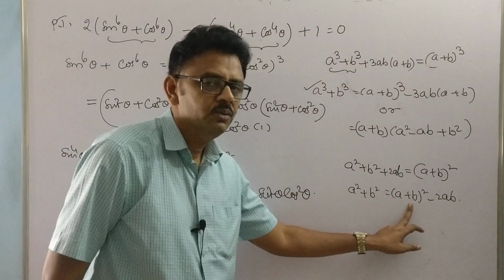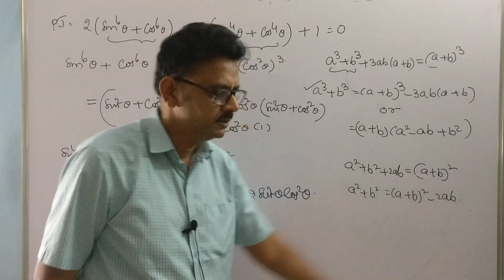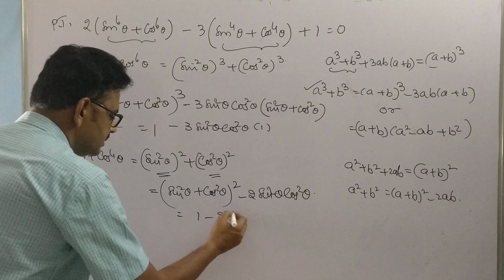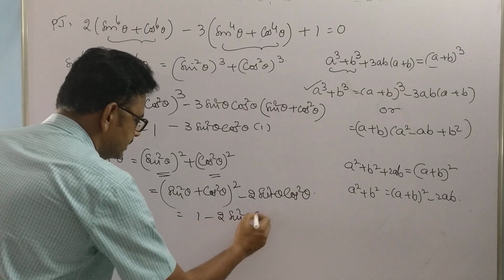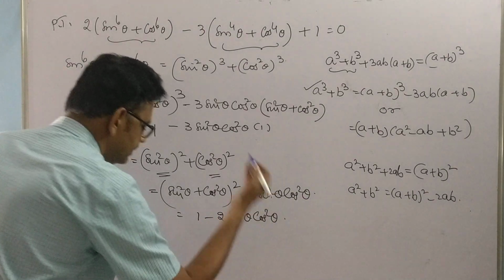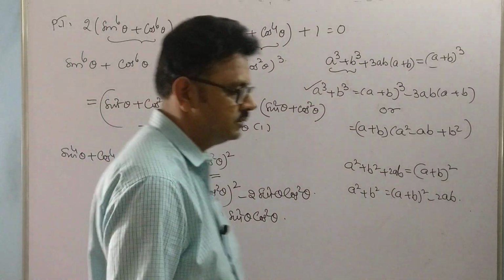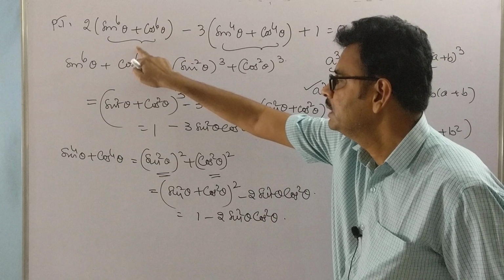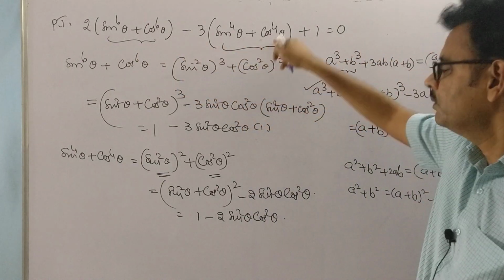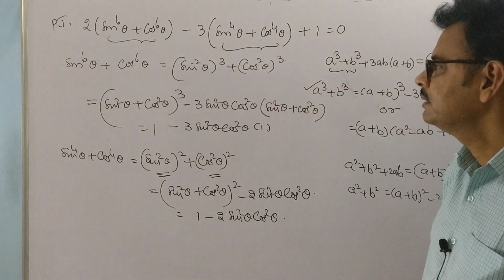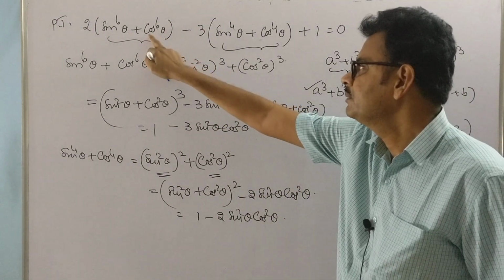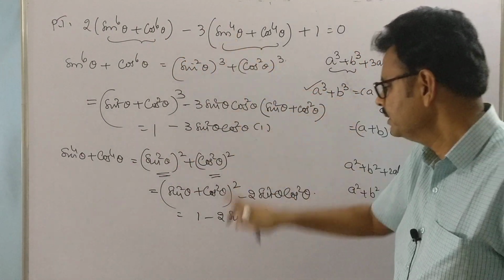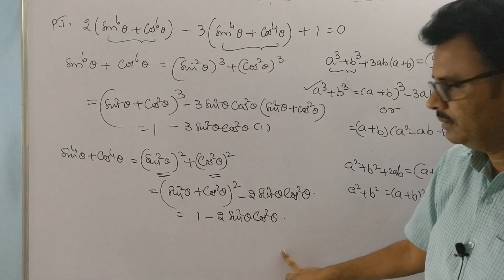(a + b) whole square minus 2ab. So this is 1, 1 square is 1, 1 minus 2 sine square theta cos square theta. Okay, now we have two values, this part and also this part. Now we are taking LHS, and in place of this we substitute this value, and in place of this we substitute this value, so you get the answer.